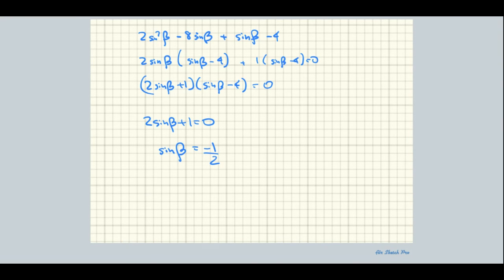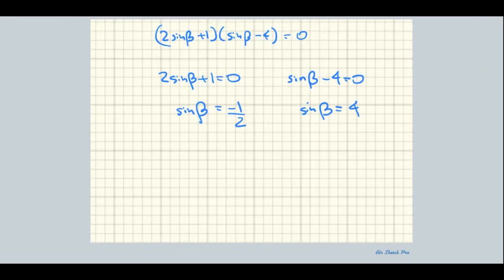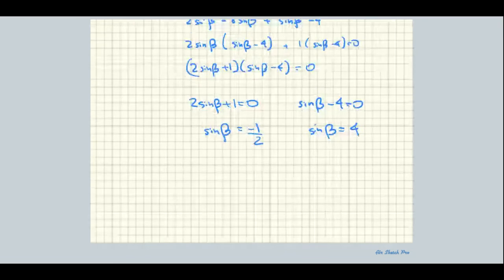On the other hand, if sine beta minus 4 is 0, then sine of beta is going to have to be 4. And that doesn't happen. I'll graph them both. I'm looking for an angle, beta, and so I need to draw a circle. And I'll draw the circles, but one circle is going to be kind of weird looking.